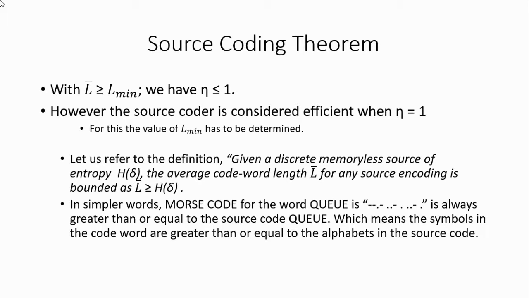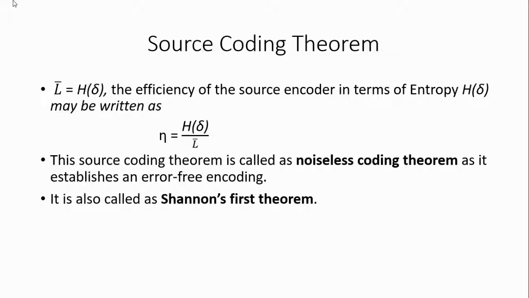In a similar way, the Morse code for Q is denoted by this symbol. It is always greater than the source code of Q, which means the symbols in the code are greater than or equal to the alphabet in the source code. L is equal to H of delta. The efficiency of the source encoder is defined in terms of entropy as eta equal to H of delta divided by L. The source coding theorem is also called the noiseless coding theorem or error-free coding. This is Shannon's first theorem.